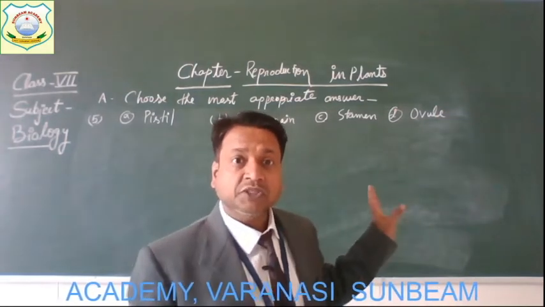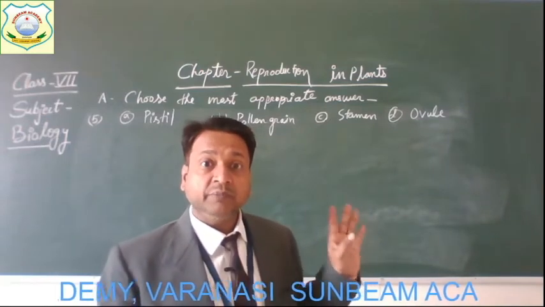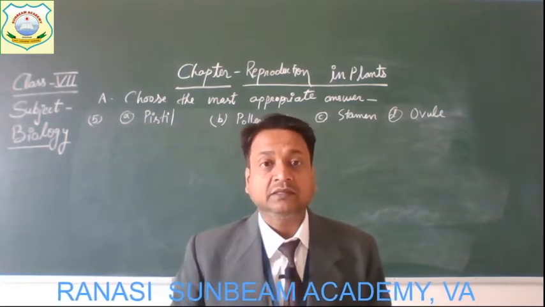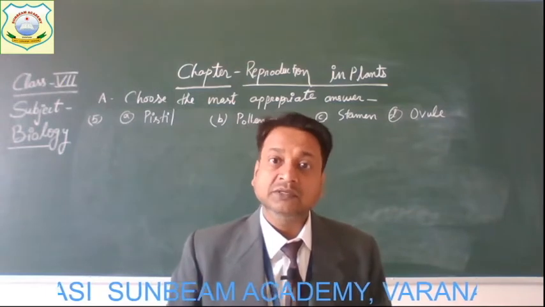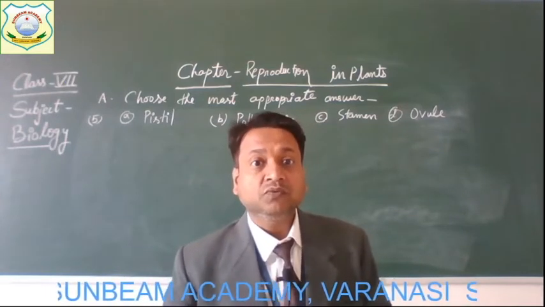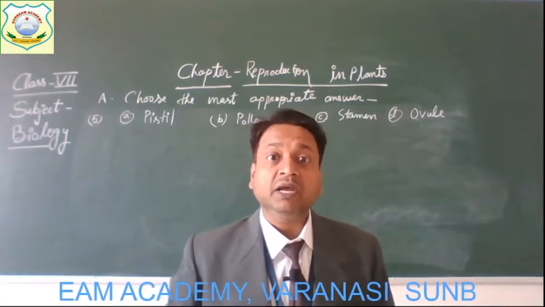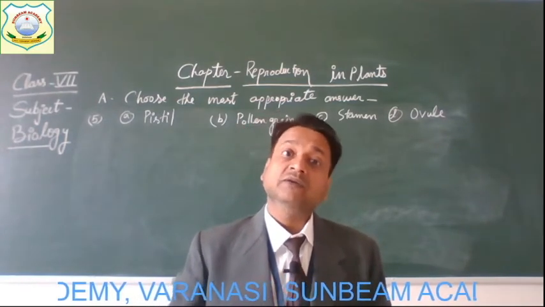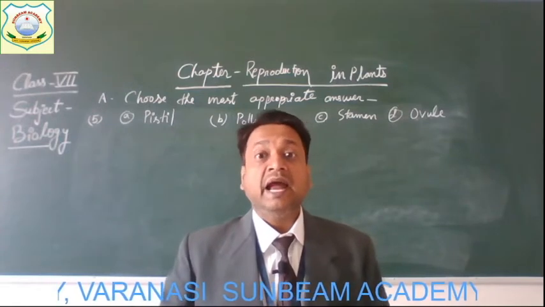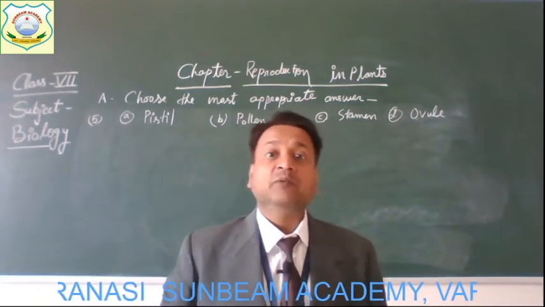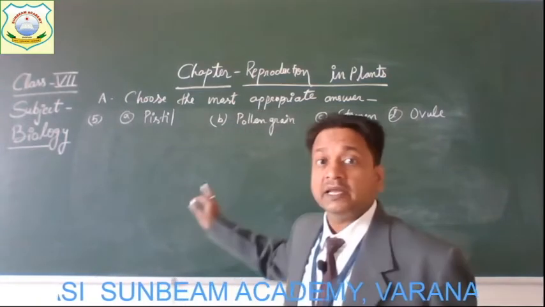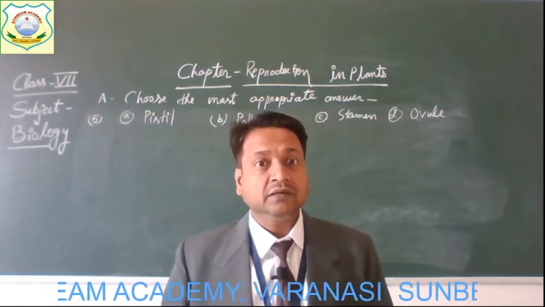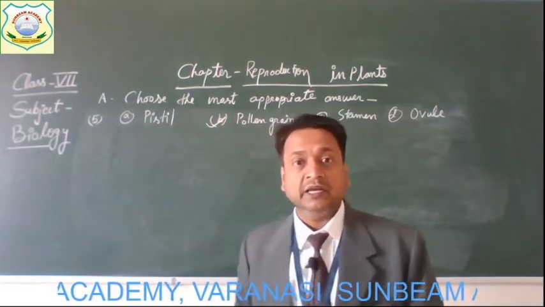Understood the question number 5? Once again, I am going to repeat. Which of these is the male reproductive organ in plants? Pistil, pollen grain, stamen, and ovule. Out of these four, pistil is the female reproductive system of the plants, whereas ovule is one of the female reproductive organs in plants, and the stamen is the male reproductive system of the plants, whereas the pollen grain is the male reproductive organ in the plant. So the correct answer will be pollen grain.